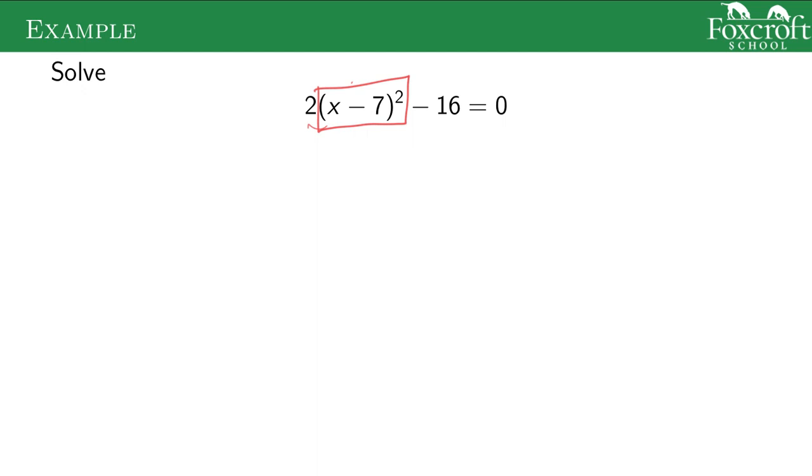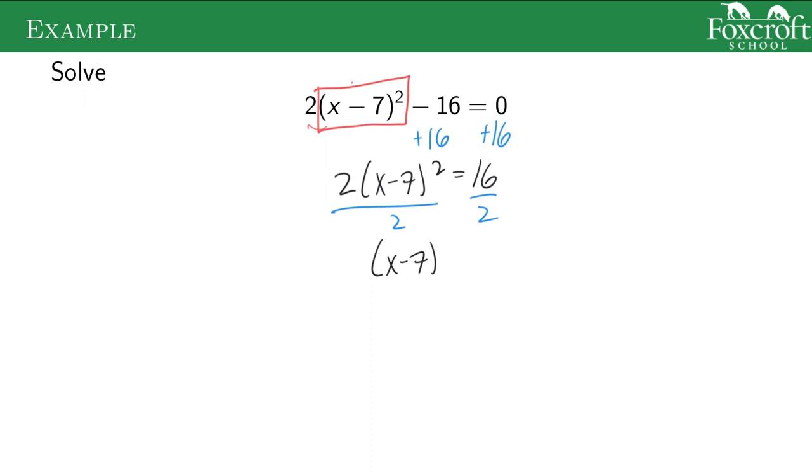All right, so for me, I'm going to add 16 to both sides, because I want to get this thing being squared by itself. Still want to get the thing being squared by itself, so I'm going to divide both sides by 2. And by getting the thing being squared by itself, I can take the square root of both sides, because it cancels out. I get plus or minus the square root of 8.